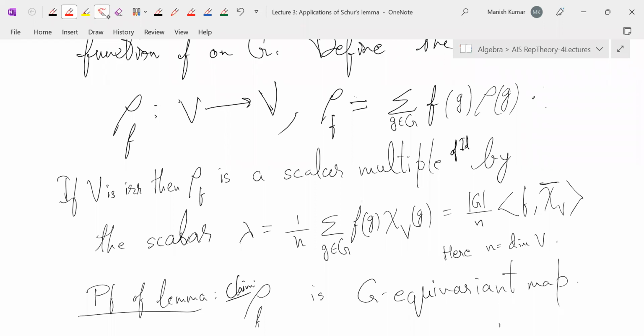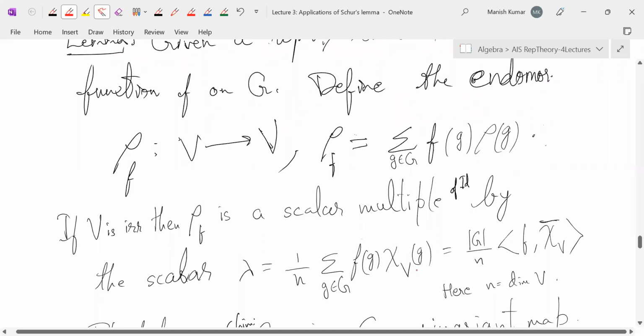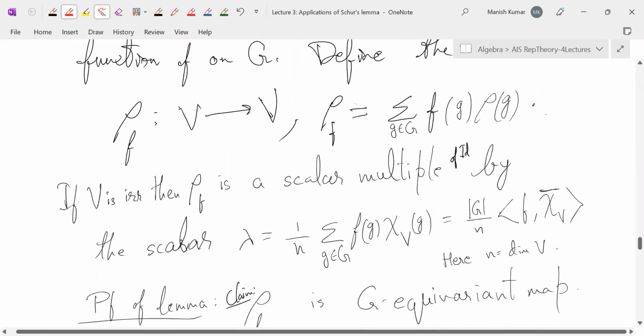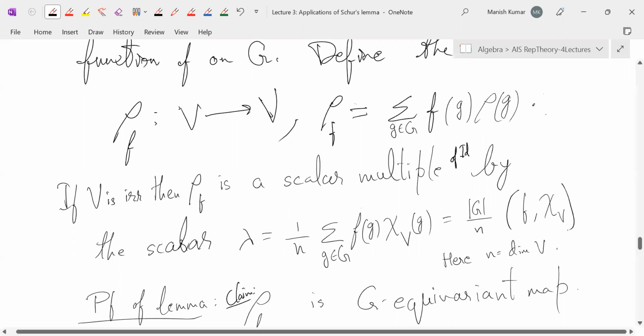And that scalar is given by a formula you can calculate. It is 1 over n times the sum of f(g) times chi_V(g). Or you can write it in terms of this pairing, so I'll use this notation again. In terms of this pairing, it's just this. Here it will be bar, right? In the round bracket we don't put a bar, but the formula itself has a bar in it. Yes, you're right, here there should be a bar: chi_V(g) bar.